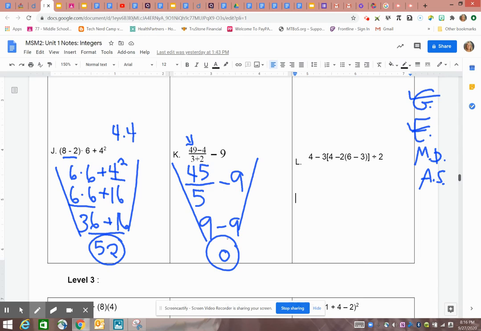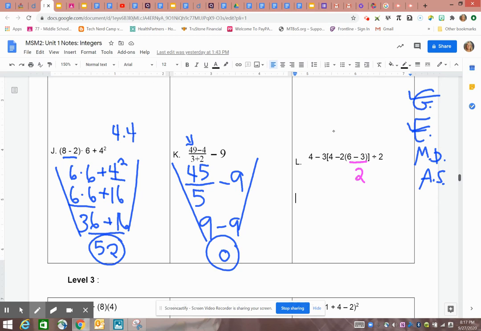Letter L, it's got a lot going on. I see everything except for exponents. So I've got 4 minus 3 times all of the bracket in here, 4 minus 2 times the parentheses, 6 minus 3, all of that divided by 2. So again, lots of things going on. Let's start at our innermost parentheses, the brackets, but within the brackets, here is where I'm going to start. 6 minus 3, which is 3. So now 3 is inside that parenthesis.